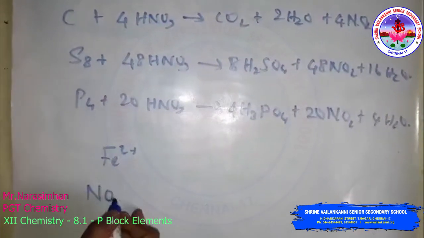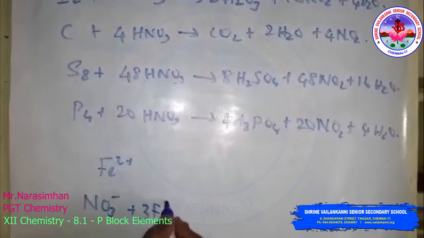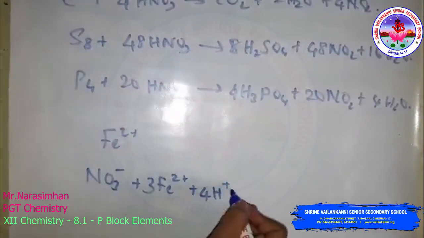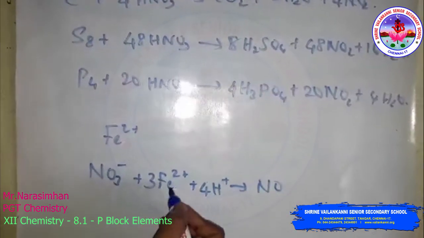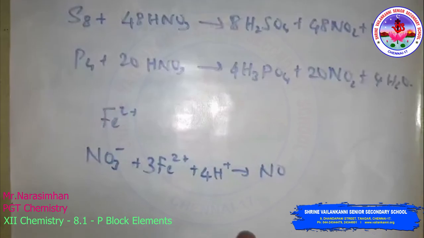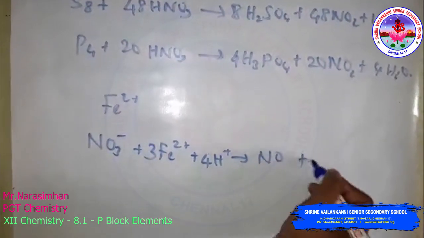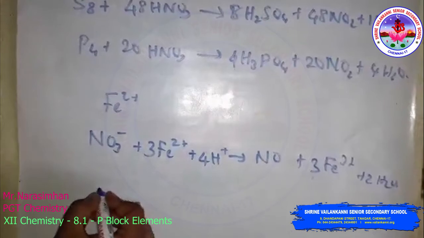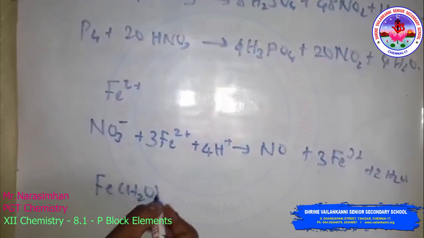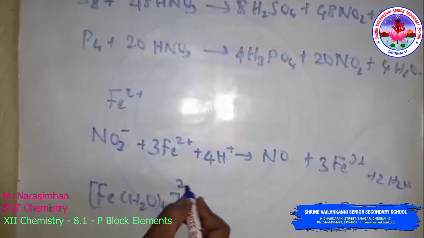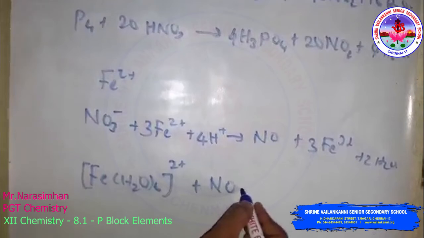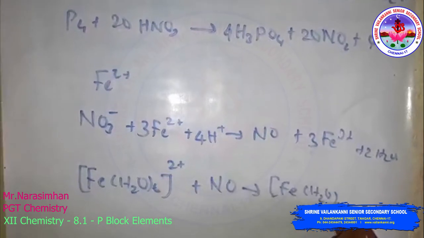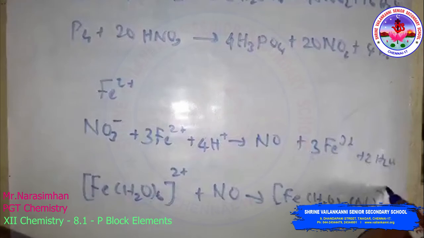So the reaction is NO3- plus 3 Fe2+. Only freshly prepared ferrous sulfate is used because it gives a better result; if it was prepared earlier, it converts to ferric. That's why we always use freshly prepared ferrous sulfate solution. Then Fe3+ plus 2H2O, and then the brown complex [Fe(H2O)6]2+ plus NO forms the brown colored complex [Fe(H2O)5NO]2+ plus H2O.